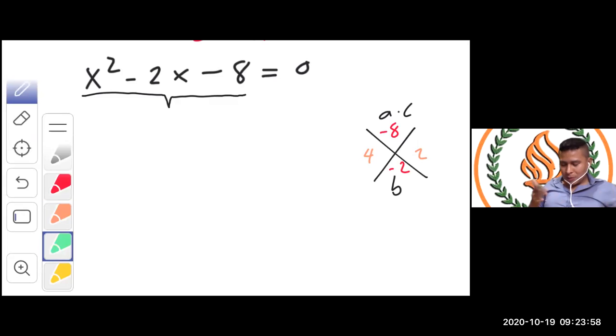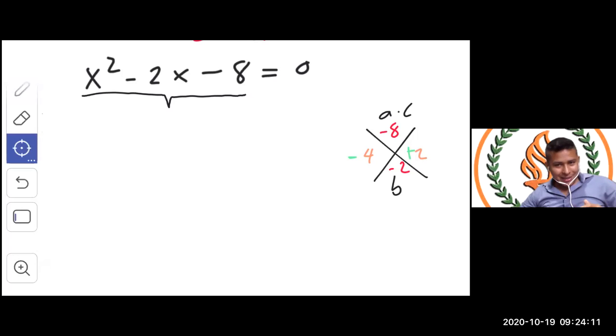Which one is positive? Which one is negative? The first one is positive. Okay, this is positive, and this is negative. Yeah, that's the right one, because I need to get -2 as the answer. The greatest one must be negative. Let's put -4 and +2. I get -2. Be careful with that, guys, because if you put +4 and -2, you're gonna get +2.